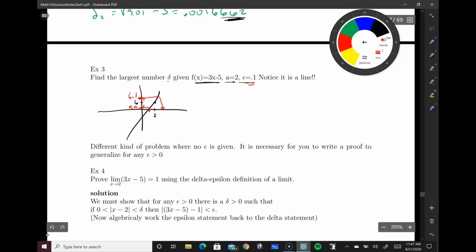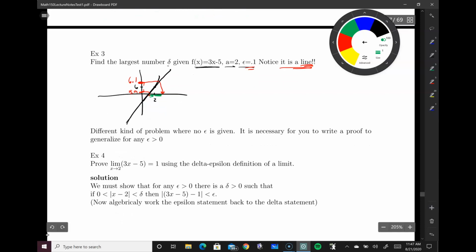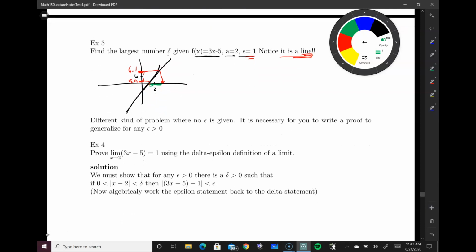Hey, wait a minute, what's going to happen here? I want you to notice, because it's a line, don't you know that these two distances will be exactly the same? Other times I had curvy functions, right? But now since I have a line, my picture doesn't quite show it, but this distance will be exactly the same as this distance. Okay, so since it's like that, we're going to do something different.